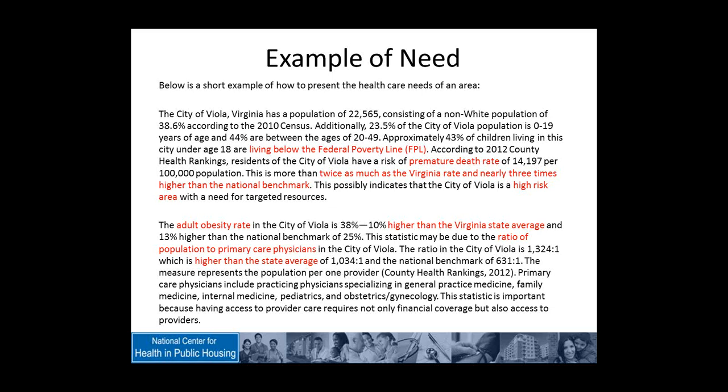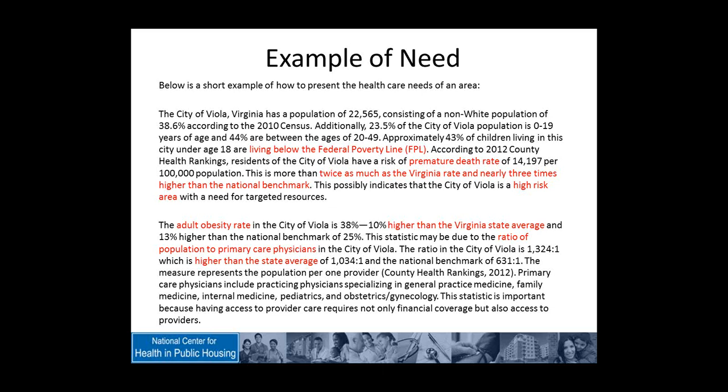So the percent of people living below the federal poverty line, you can collect data like that from the census or even from UDS. The premature death rate is twice as much as the Virginia rate, but 3 times as much as the national benchmark, really bringing awareness to this issue, as well as a high-risk area. So indicating these things through the use of data.